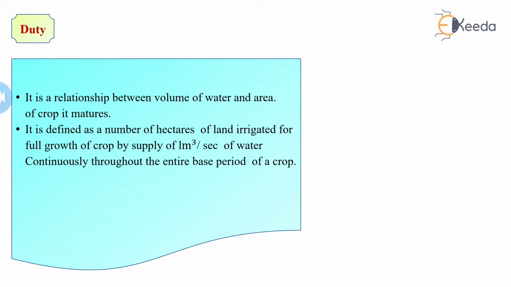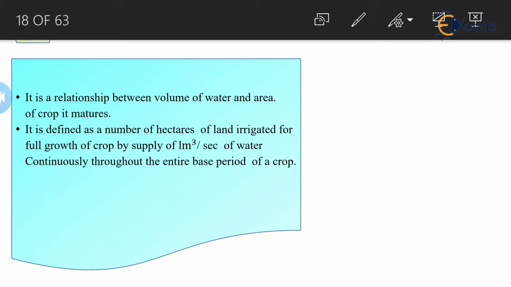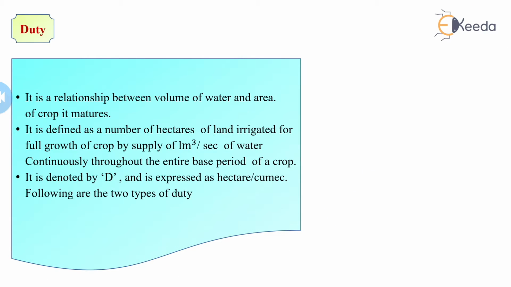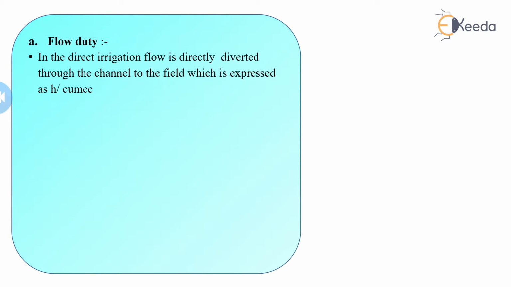This shows the relationship between the volume of water and area. Generally it is denoted by capital D, and it is expressed in hectares per cubic meter per second. We have two types of duty based on direct irrigation and based on storage irrigation. This duty can be classified into two types, that is flow duty and storage duty or quantity duty.